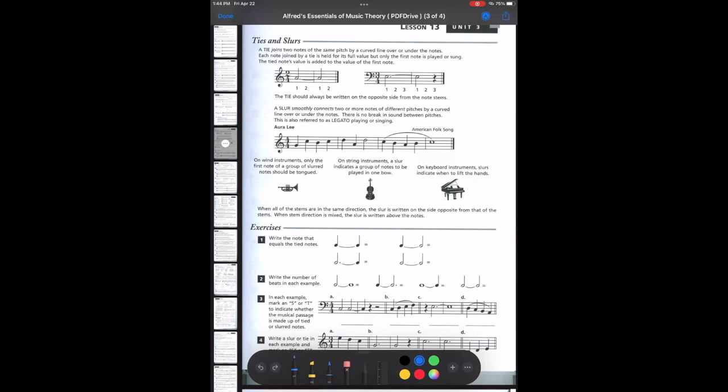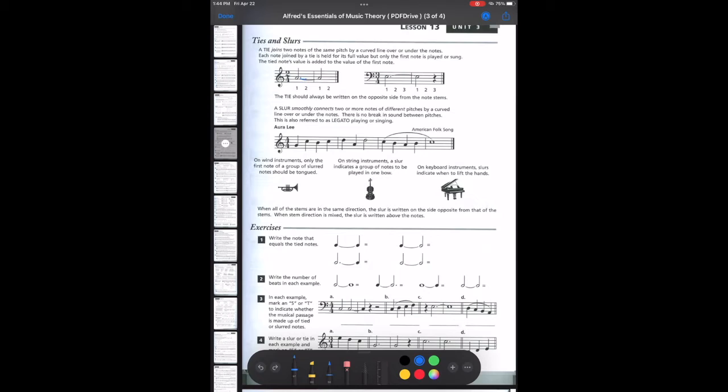Slurs look exactly the same, but when you have the curvy line and there's a bunch of notes underneath it, it turns into a slur. So this is a tie. These are ties. One tie is right here, one tie is right there.